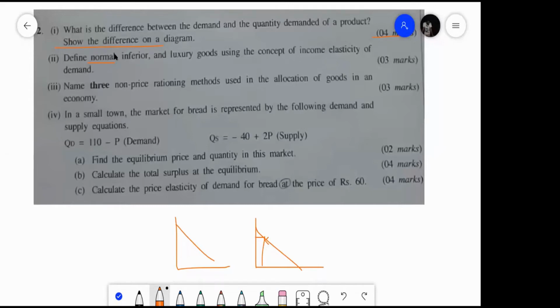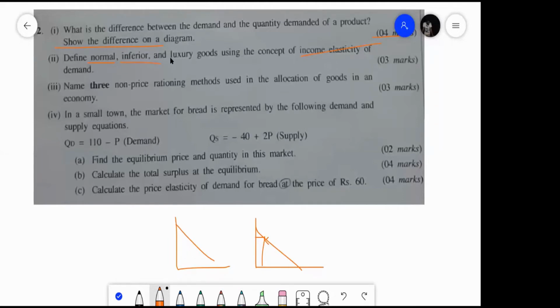Income effect? This is not income effect. No, this is income elasticity. In income elasticity, it's the actual income that is changing, not the real income that is changing. So if actual income changes, real income will also change. But you can talk about the actual income. Okay. So then you talk about inferior goods, say it has a negative YED and all of that.